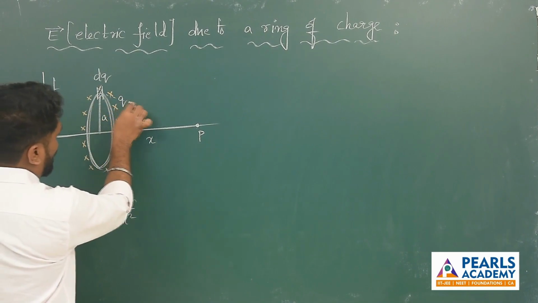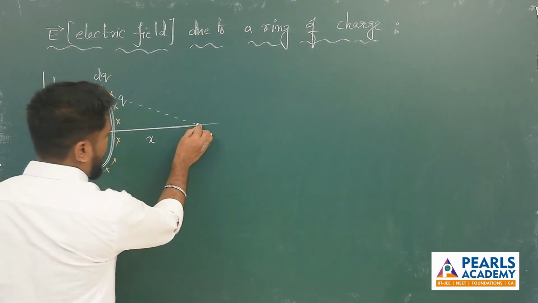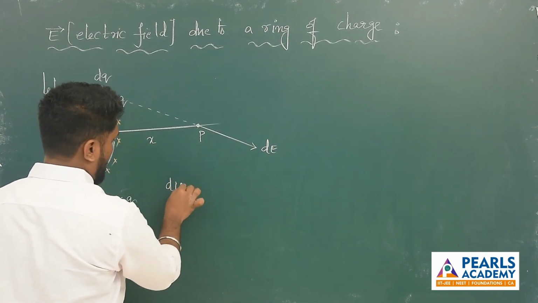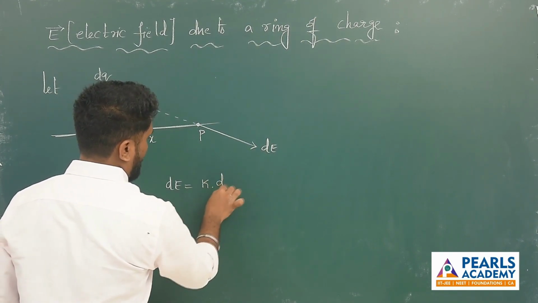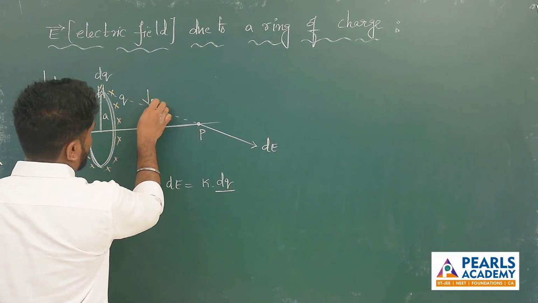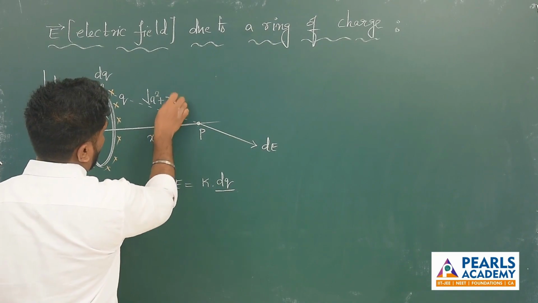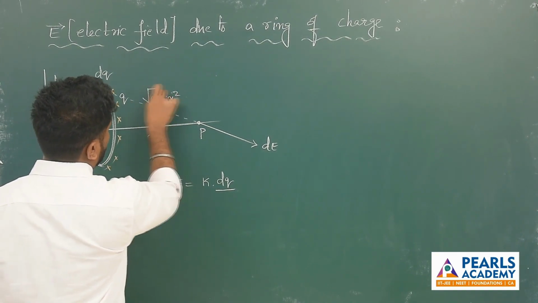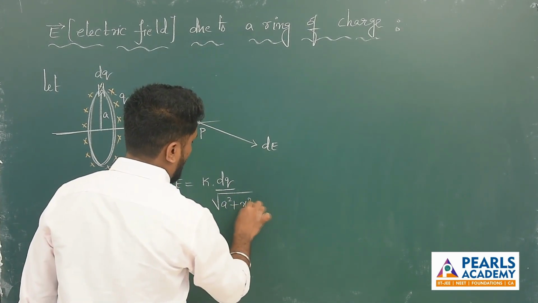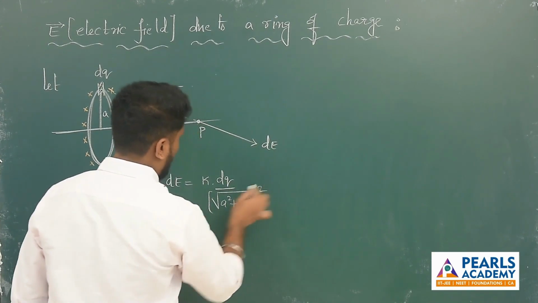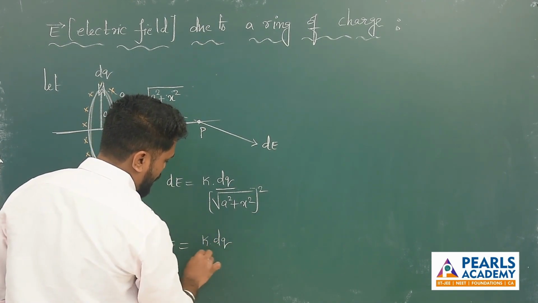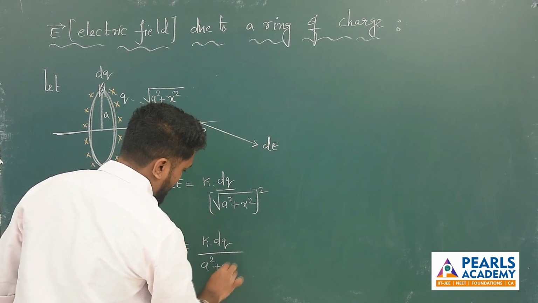Due to this dq at point P, the electric field will be like this. Let us call it dE, and the value of dE is K dq by the distance square. The distance is the square root of a square plus x square, so the distance square is a square plus x square. So the electric field due to that point charge on the ring is K dq by a square plus x square.